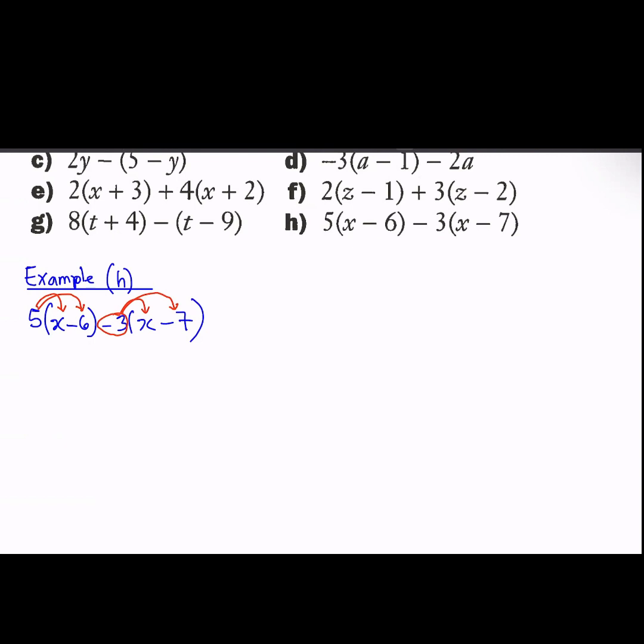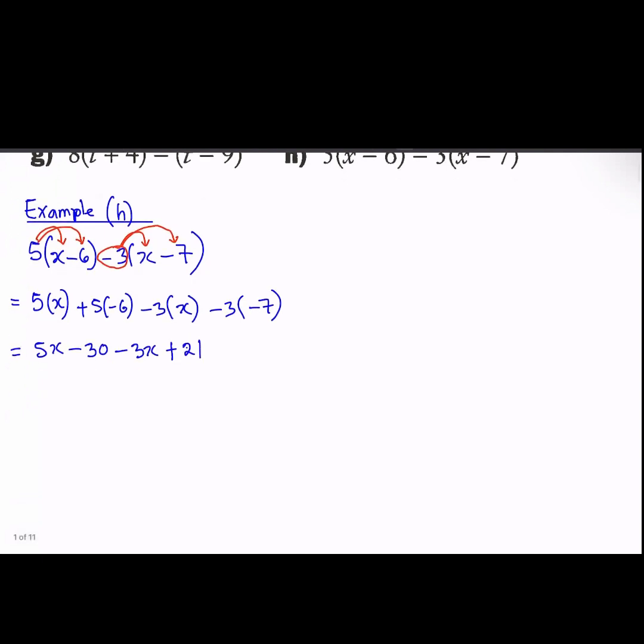So by distributing, this literally looks like you're doing 5 times x. Whenever a number is next to the bracket, it means 5 times x, and then plus 5 times minus 6, and then minus 3 times x, and then minus 3 times negative 7. When you simplify this, you get 5x minus 30 minus 3x. Minus and minus will give you a plus, and that will give you 21.